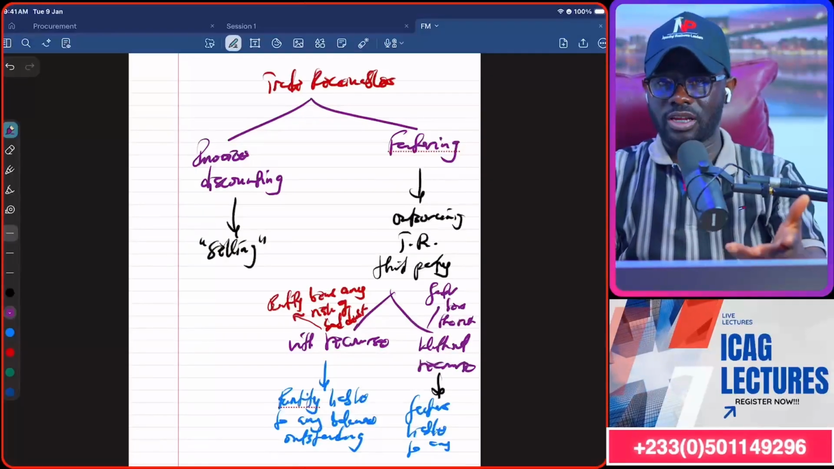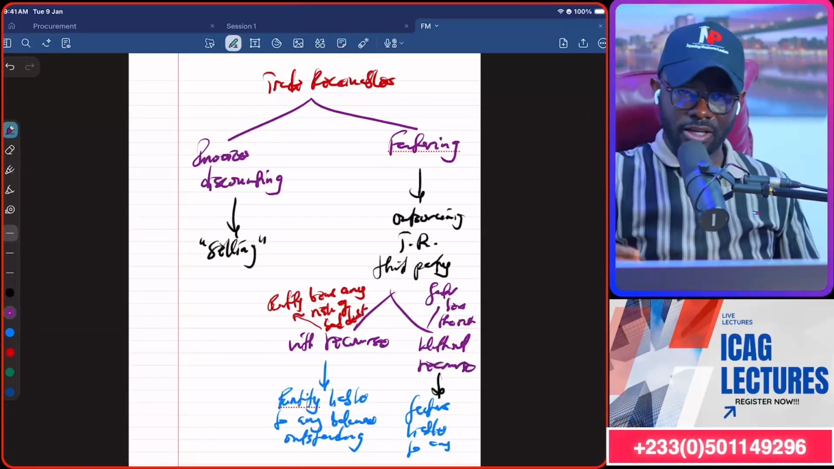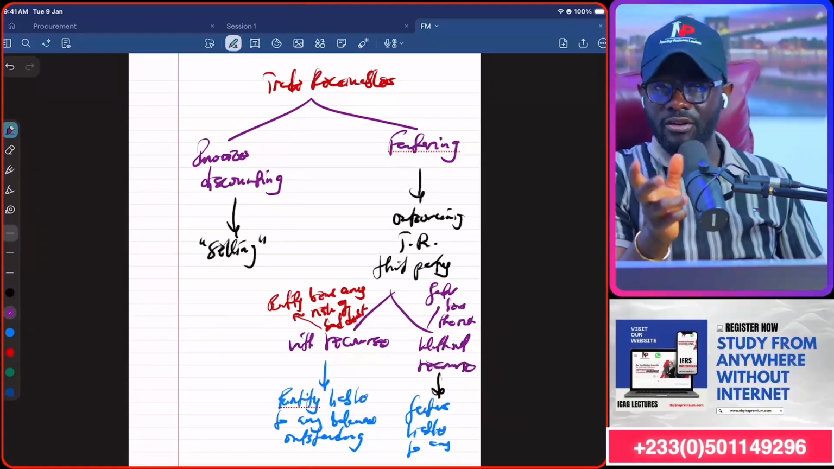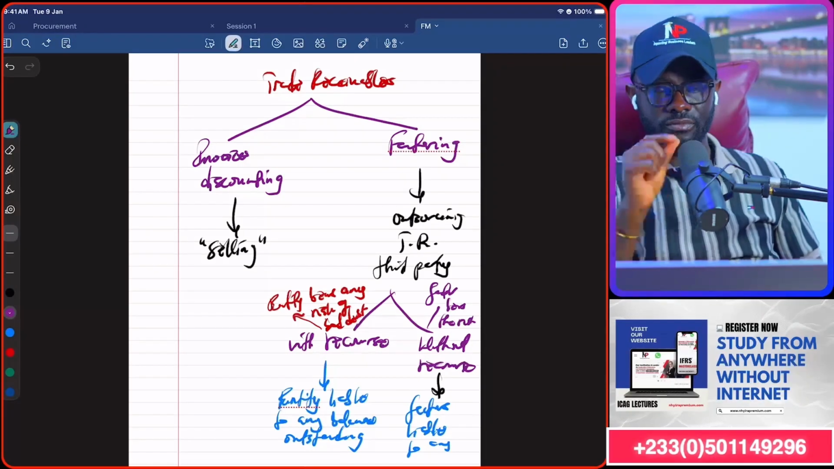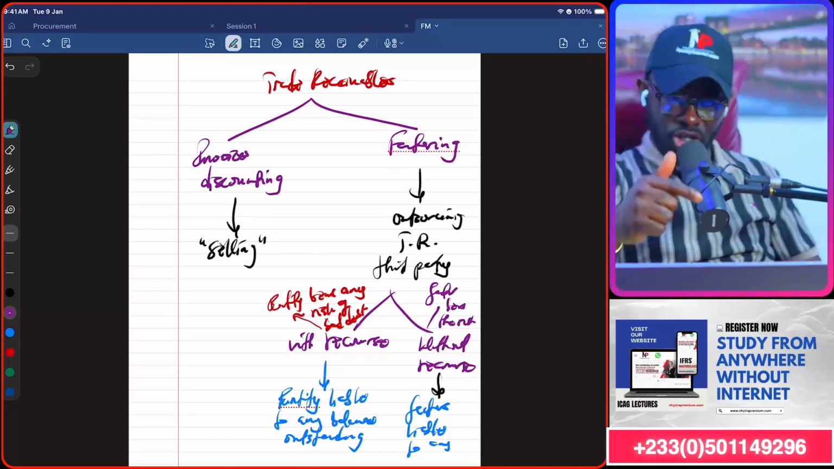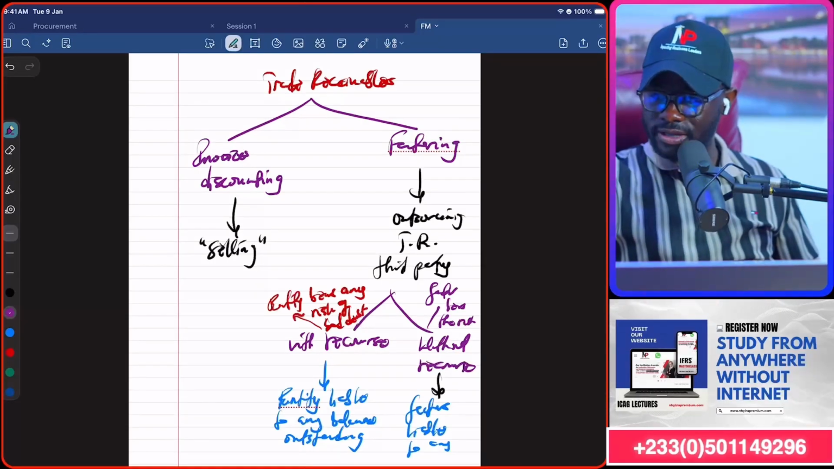Factoring is outsourcing your receivables to a third-party entity, so that third-party entity takes over the management of your receivables. These are the difference between the two. And so let's look at the debt factoring issue and see how the calculation works.